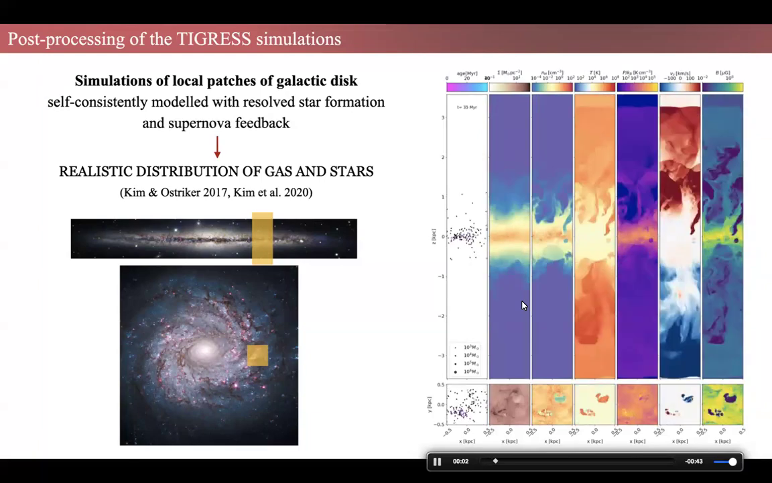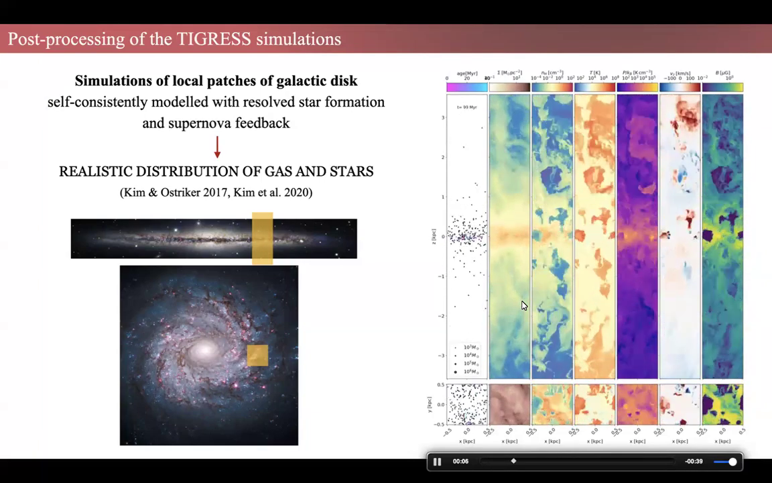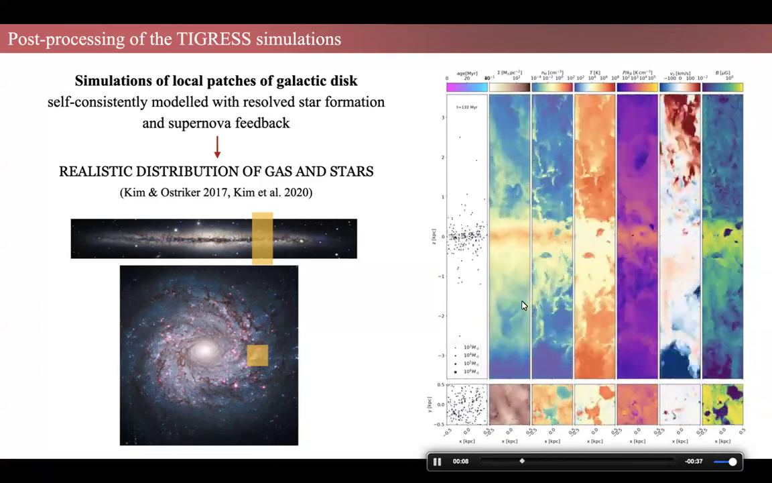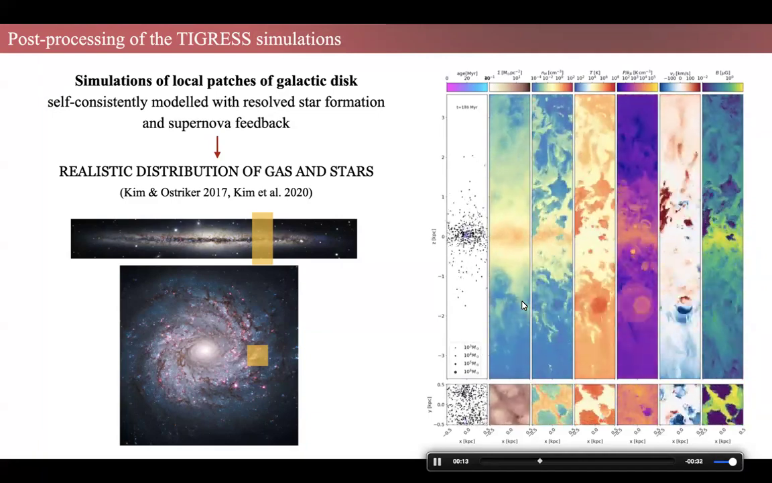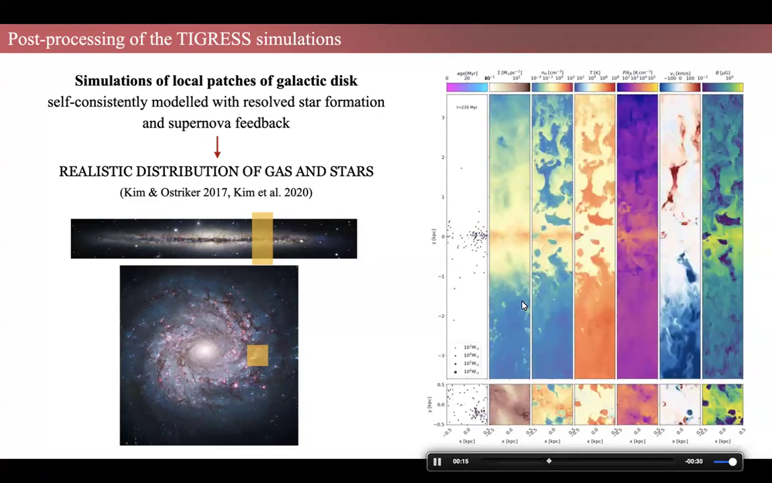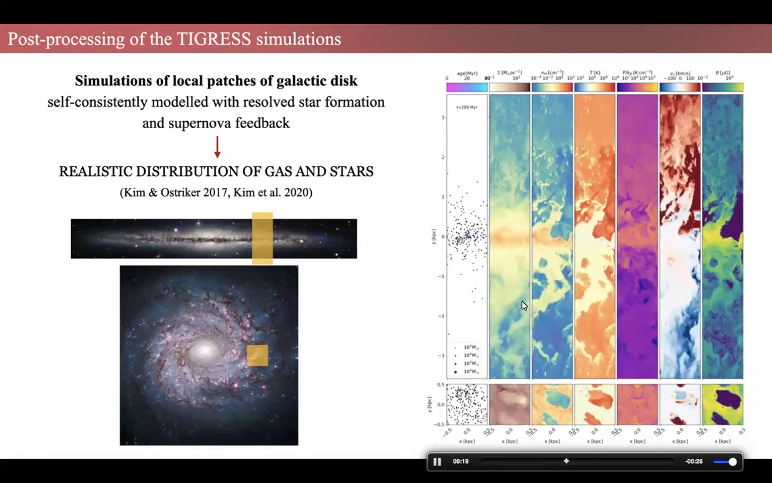Also, you can see that stellar activity within the disk drives multi-phase outflows out of the plane. These outflows are composed of hot and fast-moving gas embedding warm, cold, slow-moving filaments and clouds.